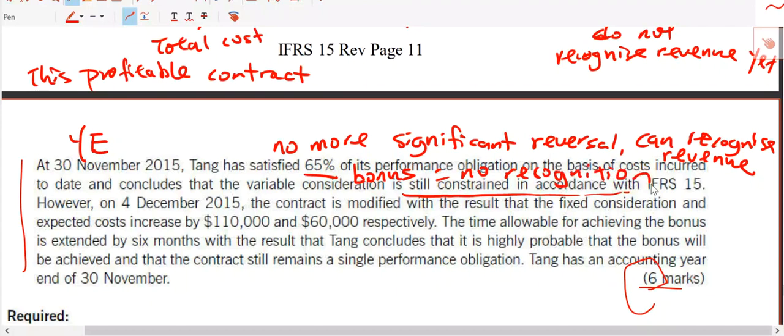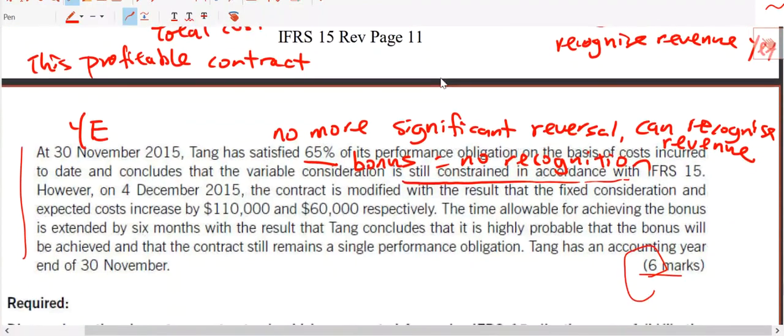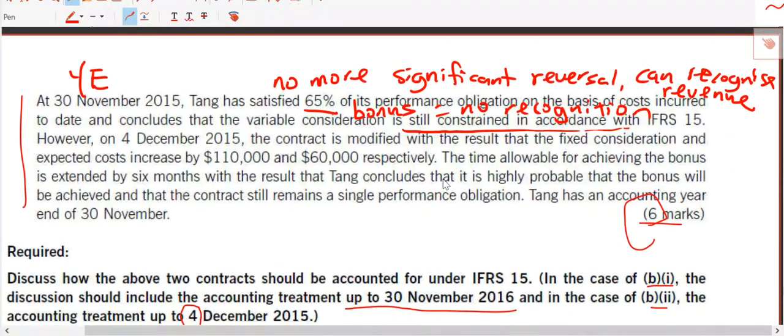The bonus was 100,000. Let me show you again. We have 1.5 million contract revenue and also a bonus of 100,000 if we can complete within 2 years, 24 months. Now coming to the year end, we have completed 65% of the progress. We are confident that we can earn that 1.5 million in total, but the bonus we still don't have the confidence. Still constrained. However, 4 days after the year end, which is what the requirement says, 4th of December, the contract is modified.